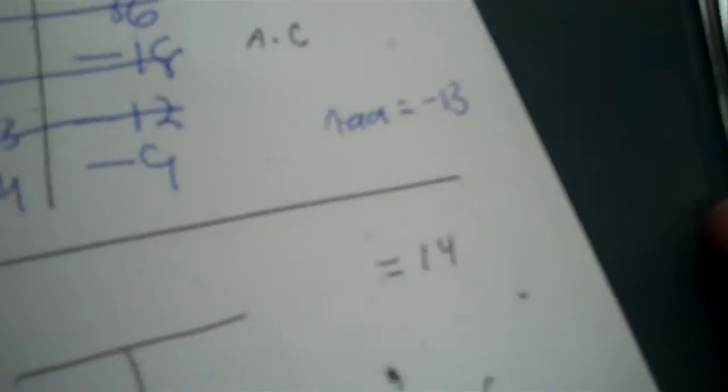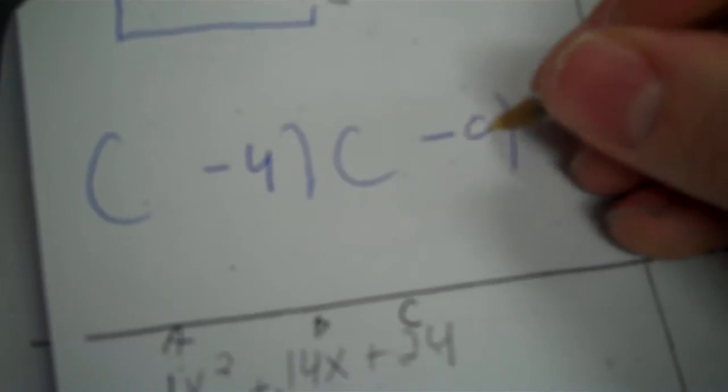36 divided by 4, 9. How about that factor pair? Negative 4, negative 9. When I add, I'm adding with the negatives. Negative 13. There we go. I got it. So, minus 4, minus 9.